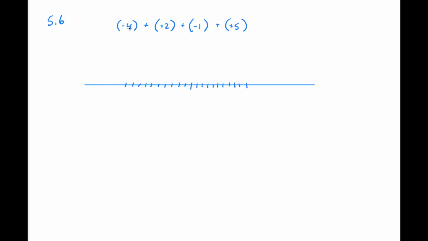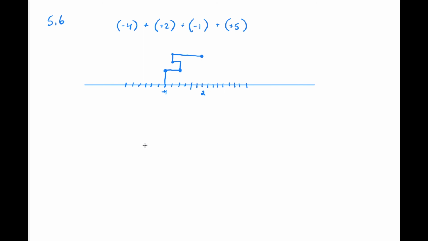All right, let's start with negative 4, which is our first number. So 1, 2, 3, negative 4, right? We're right above negative 4. Now we have a positive 2, which means go to the right 2. Now we have a negative 1, so we go back to the left, to the negative side, 1. Now we have a positive 5, so we go to the right 5: 1, 2, 3, 4, 5. And we are right over the number 2.